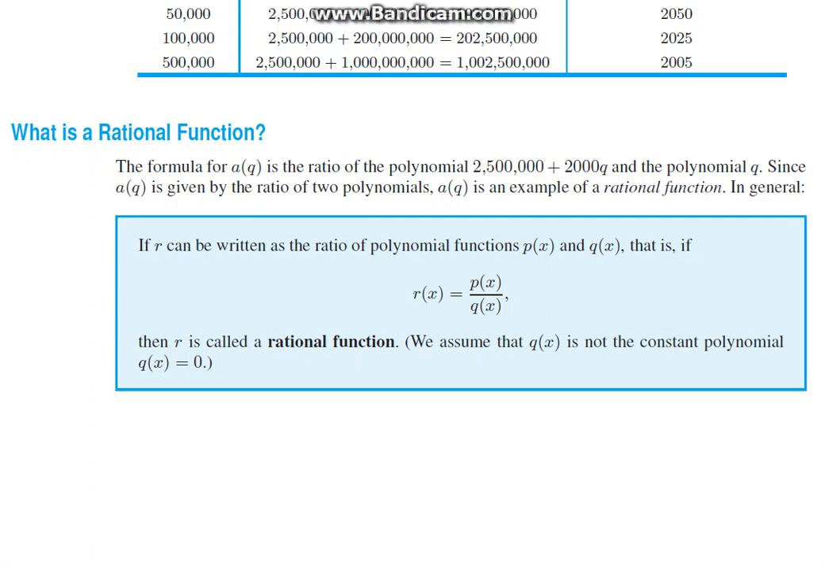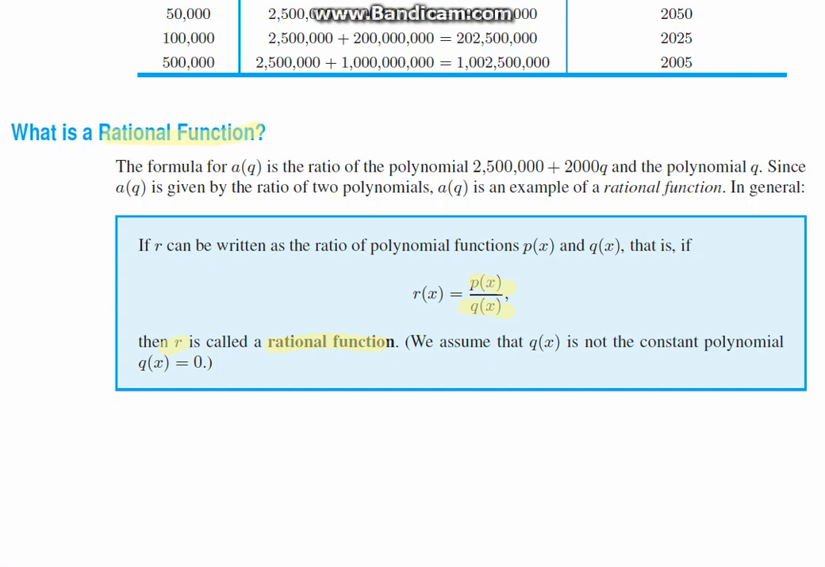So, what is a rational function? Well, if we take a look at this blue box here, it will tell us that if r can be written as the ratio of polynomial functions p(x) and q(x), that is, if r(x) equals p(x) over q(x), then r is called a rational function. So it's basically saying if two polynomial functions are divided by each other, that is a rational function.